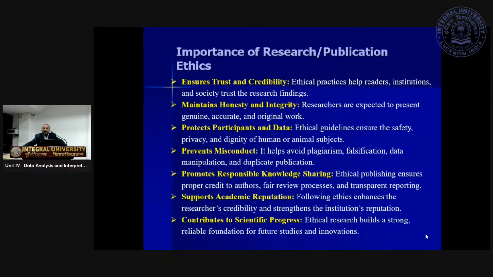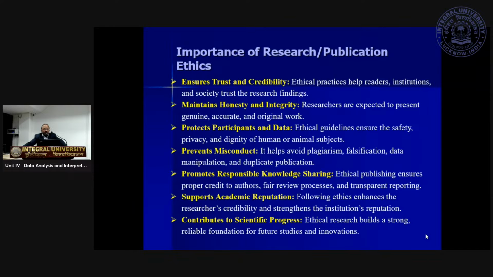What is data manipulation? To change the data according to the result we want. Yes. Or if you are in secondary research, you are not getting the data of a particular year and you put it from your own, and say this is the data. So that is the manipulation of data, which is also unethical.